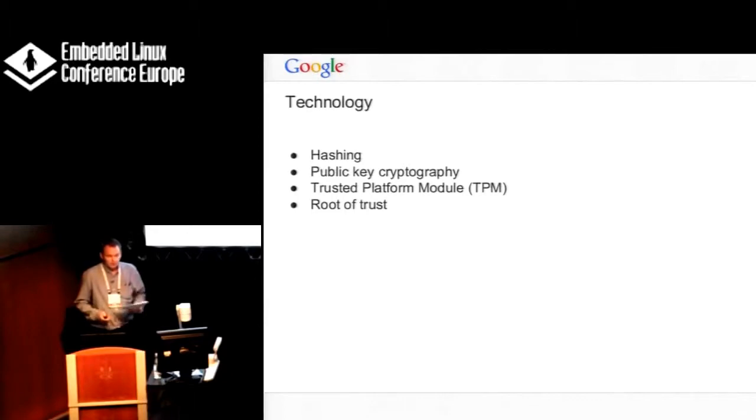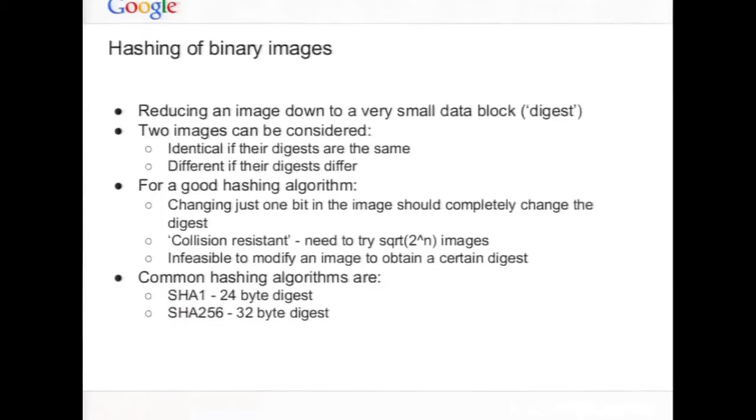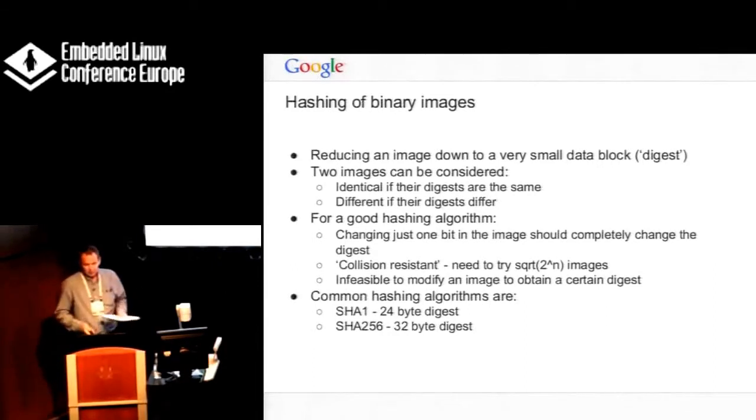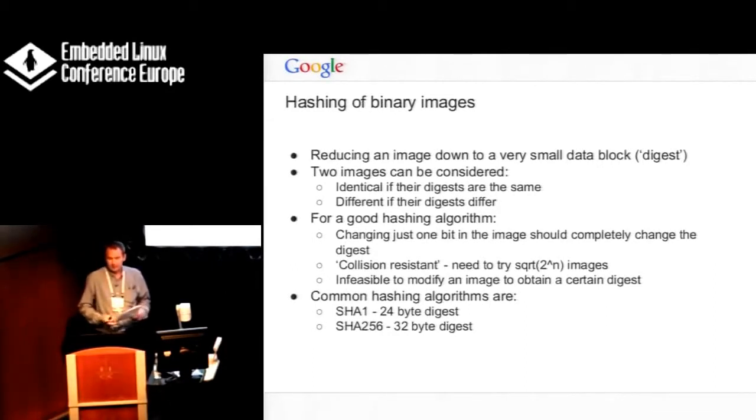So I'm assuming that the material I'm going to talk about now is relatively familiar. Most of you know about hashing? What a hash is? Pretty much everyone. Good. Excellent. So very briefly, the idea is to reduce the image down to a very small size, maybe 32 bytes.